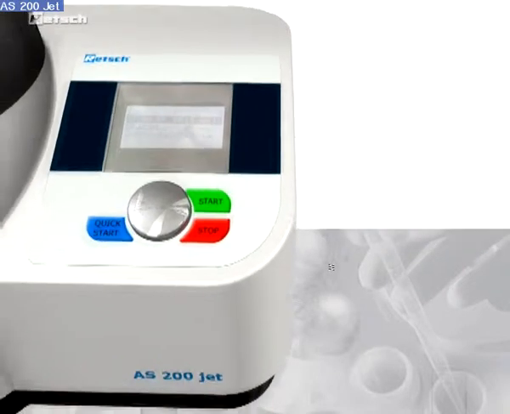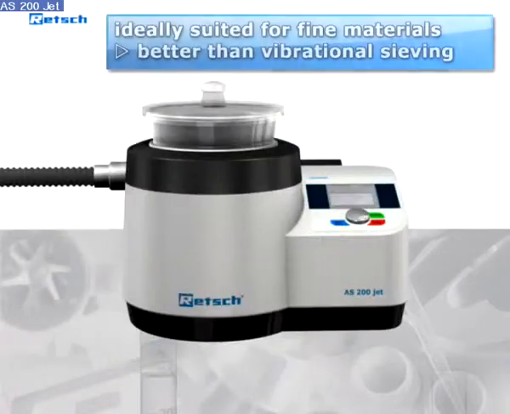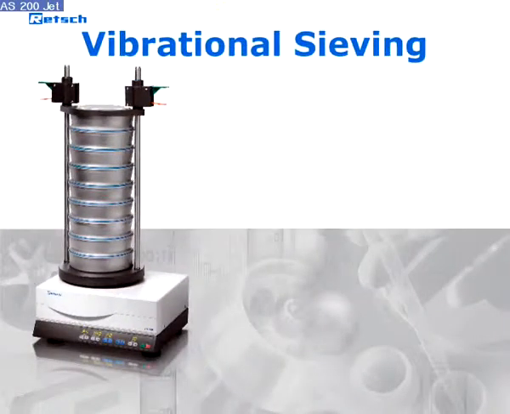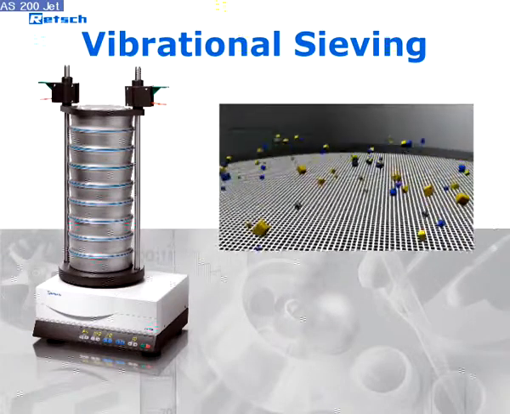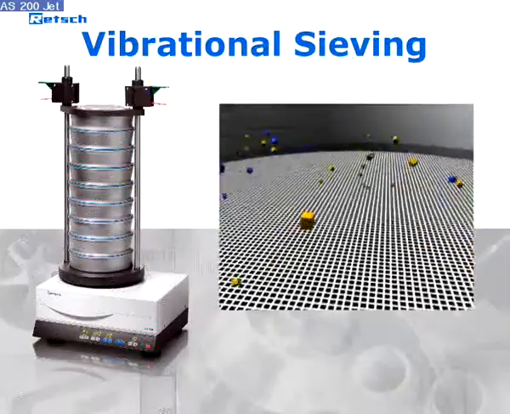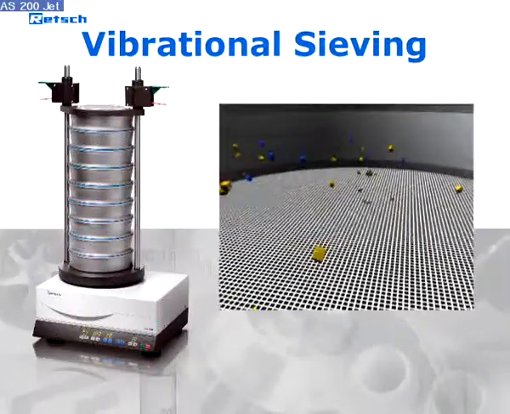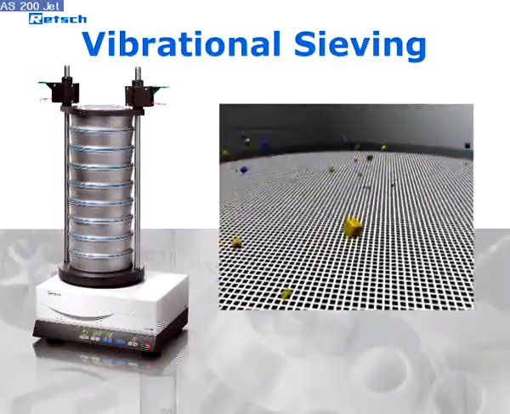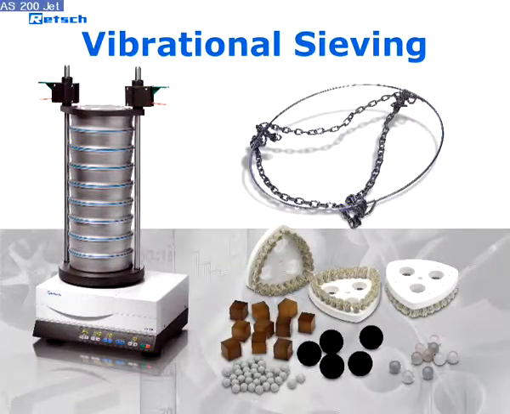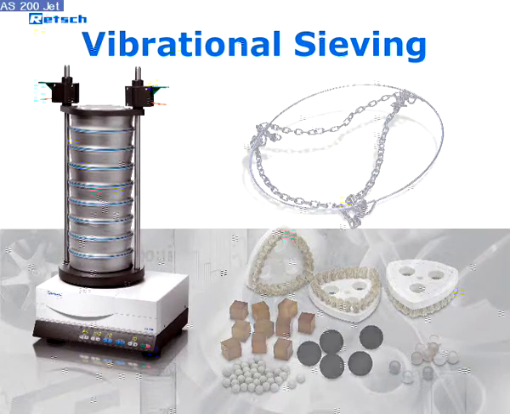As stated before, the AS200 Jet is ideally suited for very fine powders which tend to agglomerate and are only insufficiently separated by vibrational sieving. Traditional vibratory sieve shakers throw the particles upwards, allowing them to change their orientation. Particles which are smaller than the sieve apertures pass the sieve mesh due to their accelerated mass. For breaking up agglomerates, the use of sieving aids such as chain rings or steatite balls is helpful.